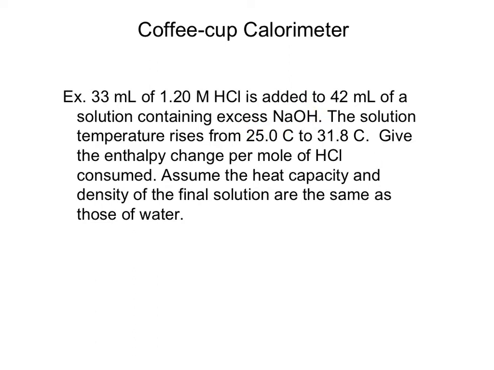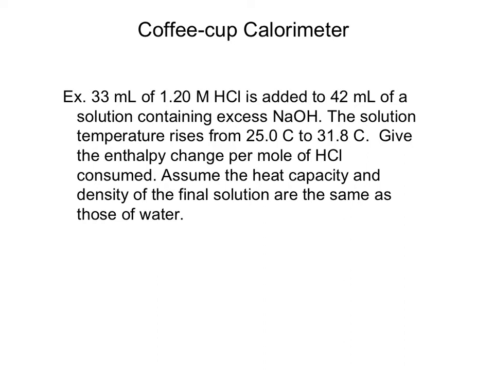It just says excess here, so that is telling you that the HCl is the limiting reactant. If I said 42 milliliters of 0.2 molar, then you'd have a limiting reactant problem. You'd have to calculate moles of each and figure out the smaller one based on the coefficients and then use that in the end. But not the way this one's written. We already know that the HCl is the limiting reactant.